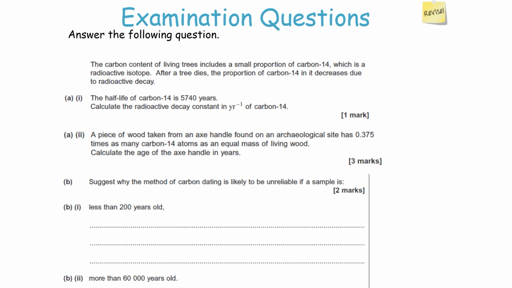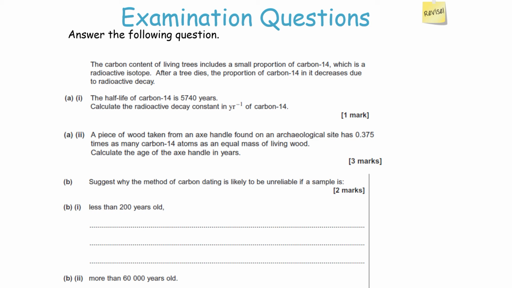The carbon content of living trees includes a small proportion of carbon-14, which is a radioactive isotope. After the tree dies, the proportion of carbon-14 in it decreases due to radioactive decay. The half-life of carbon-14 is 5,740 years. Calculate the decay constant in years to the minus 1.